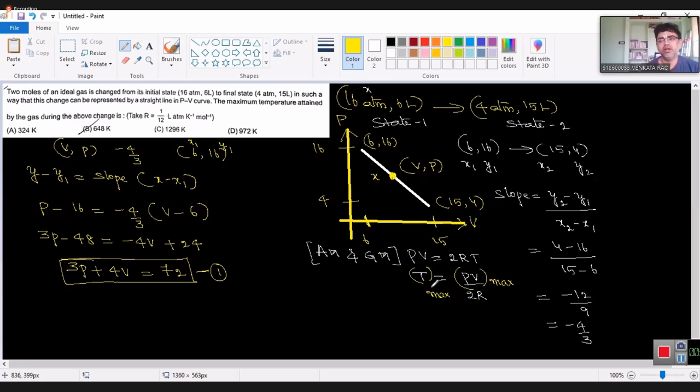The condition in using progressions is AM is greater than or equal to GM. I mean to say, put 3P is equal to 4V. Now tell me, if you put 3P is equal to 4V, then 4V is also written as 3P. Then you will get 72. P is equal to 72 by 6, which is 12.